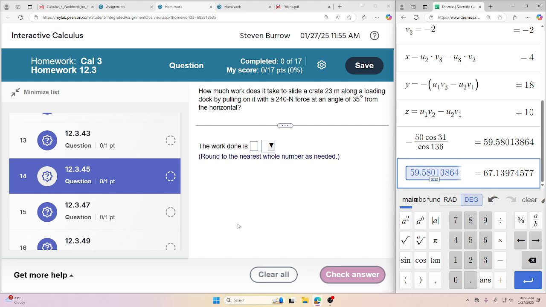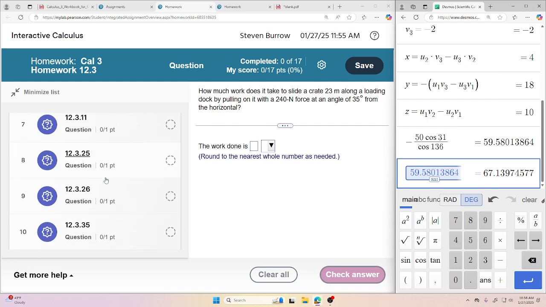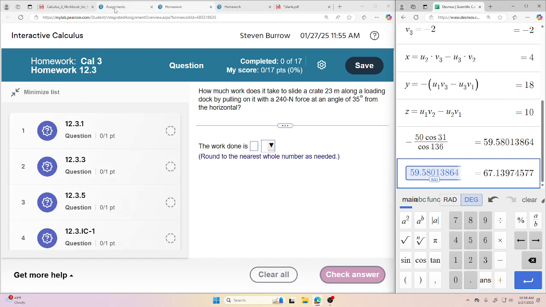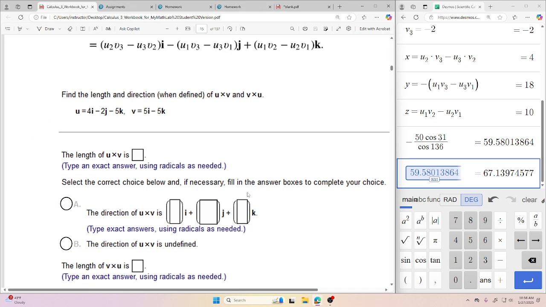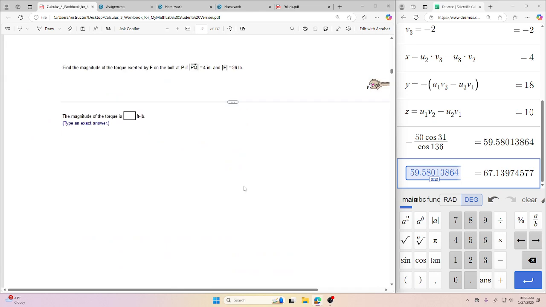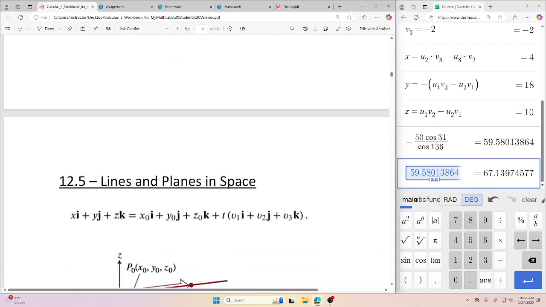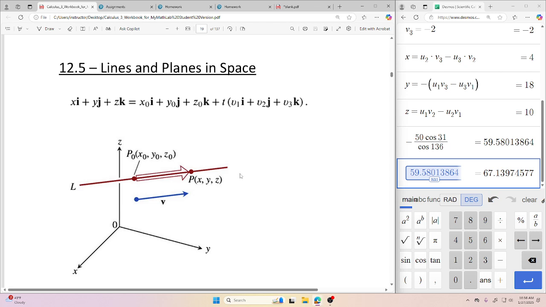Go over just the basics of 12.5. No particular question. So you want me to go back to the workbook kind of thing? Yeah, just review that real quick. Sure. That's easy. Lines and planes are interconnected. The line is just a line through space, but a plane is defined by a line. Hold on, I gotta make it look pretty.